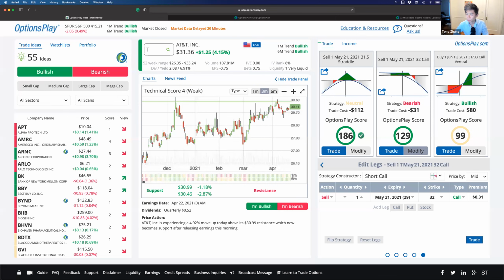With the diagonal, do you let the short option expire worthless or roll before expiring? We usually roll it before expiration. We usually maybe even take off the entire trade before expiration, especially if it goes in the directional view that we expect it to.